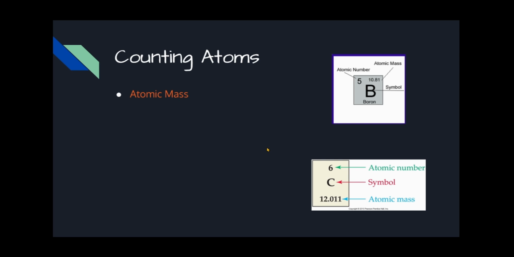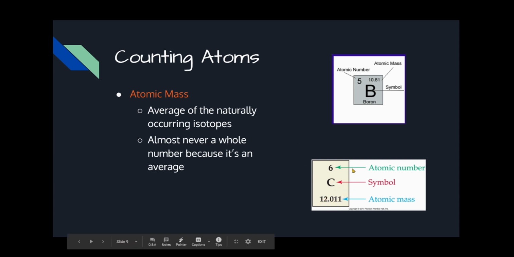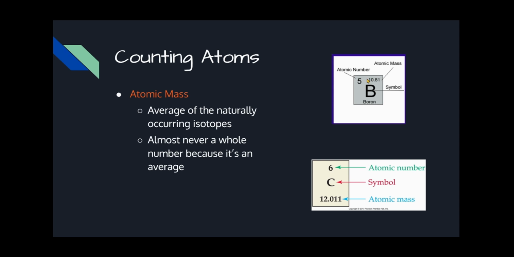So going back to atomic mass, remember I said we'd get back to it? Well, we're coming back to it. Atomic mass is an average of the naturally occurring isotopes. And that's why it's a decimal. Here for carbon, it's 12.011. And here for boron, it's 10.81 because it's an average of the naturally occurring isotopes.